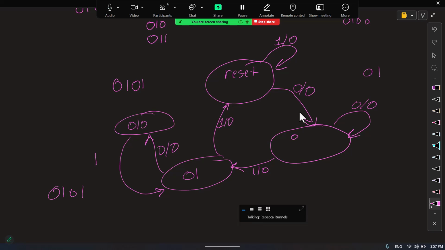I get a 1 and my output will be 1. If I'm at 0, 1, 0 and I get a 0, I'll go over to here and my output will be 0. So I had one fewer states. I didn't need to have a state for 0, 1, 0, 1 because my output depended, I just put that here in my output.